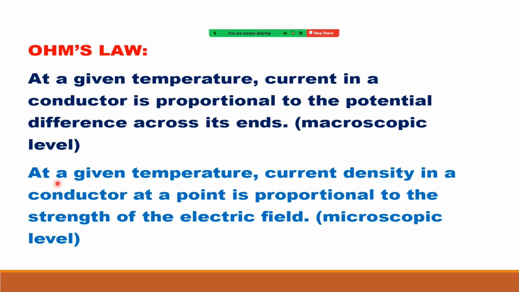Now the same thing. We got the relation J bar equals sigma into E bar, and sigma is a constant at a given temperature. So we can say J bar is proportional to E bar if temperature is constant. So the statement is now: at a given temperature, current density in a conductor at a point is proportional to the strength of the field. This is now microscopic level, from point to point inside the conductor. This is in a conductor as a whole. That's why this is macroscopic and this is microscopic.